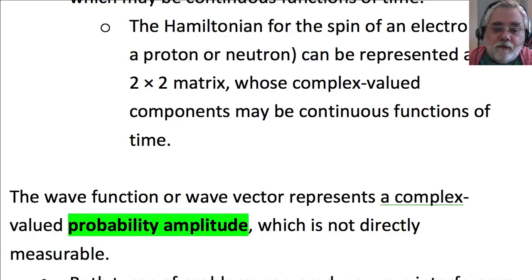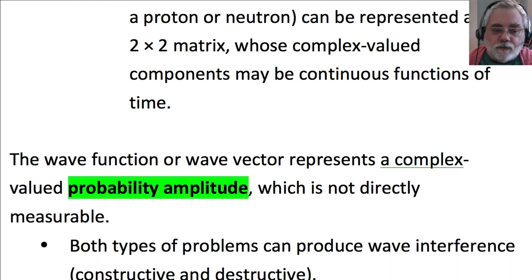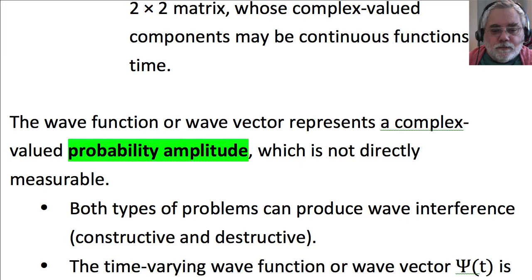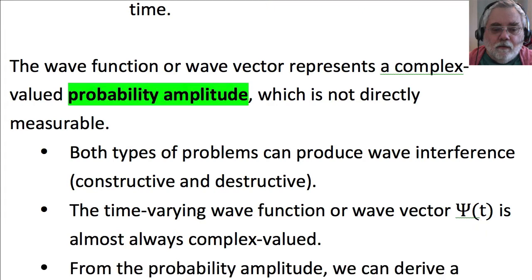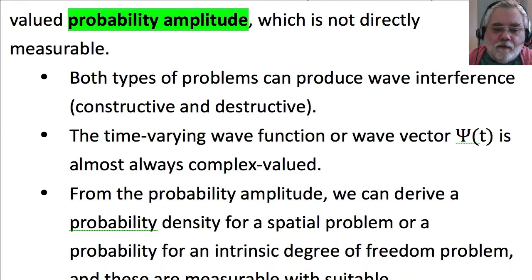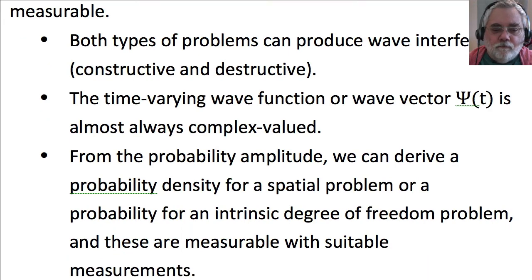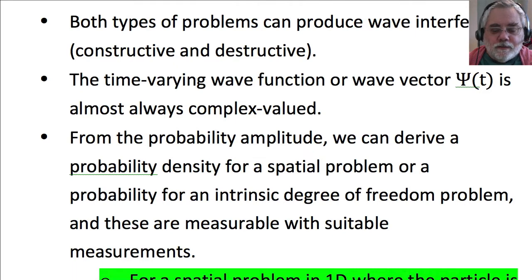The wave function or wave vector represents a complex valued probability amplitude, which is not directly measurable. Both types of problems, spatial and spin, can produce wave interference, constructive interference, or destructive interference. The time-varying wave function or wave vector, capital psi of t, is almost always complex valued. For the probability amplitude, we can derive a probability density for a spatial problem or a probability for an intrinsic degree of freedom problem, such as a spin problem. And these are measurable with suitable measurements.